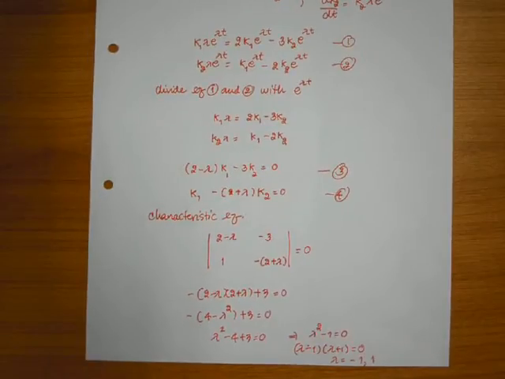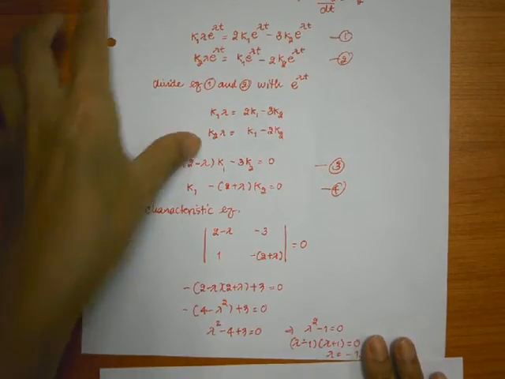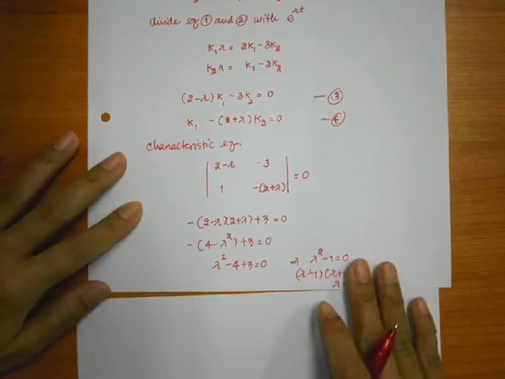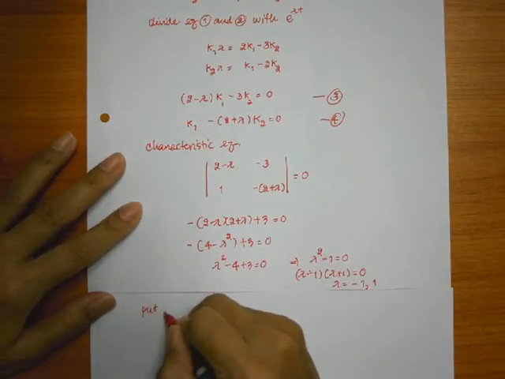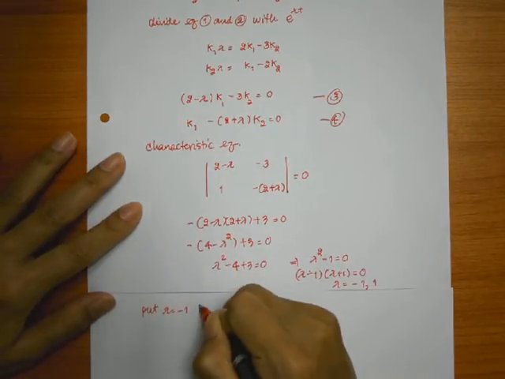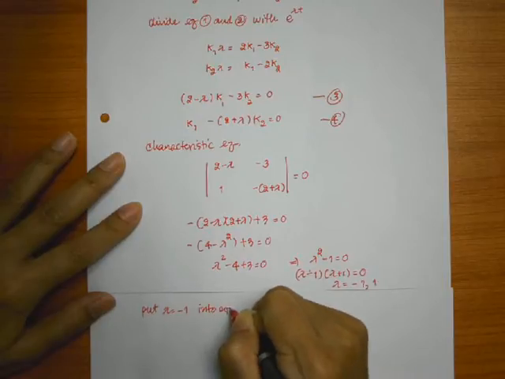Again, the way that we are going to do is just that we plug lambda equal to minus 1 and 1 into either equation 3 or 4. It doesn't matter, you can put in 4 or you can put in 3. You would get the same result. Okay. So the next step is just put lambda equal to minus 1 into equation 3.